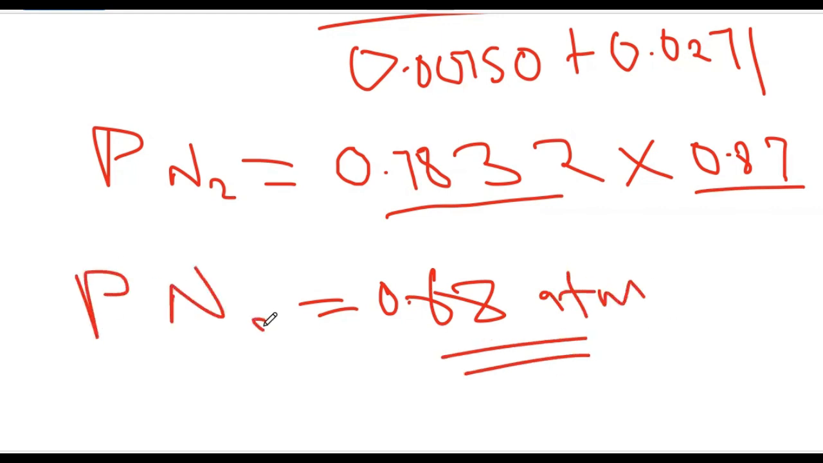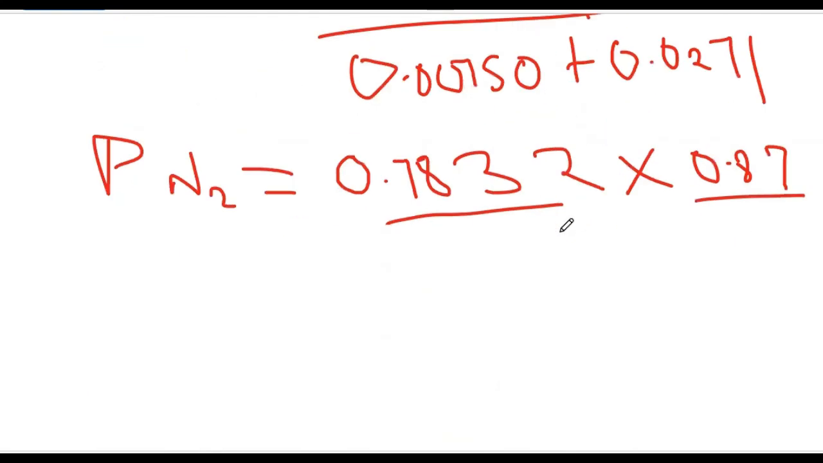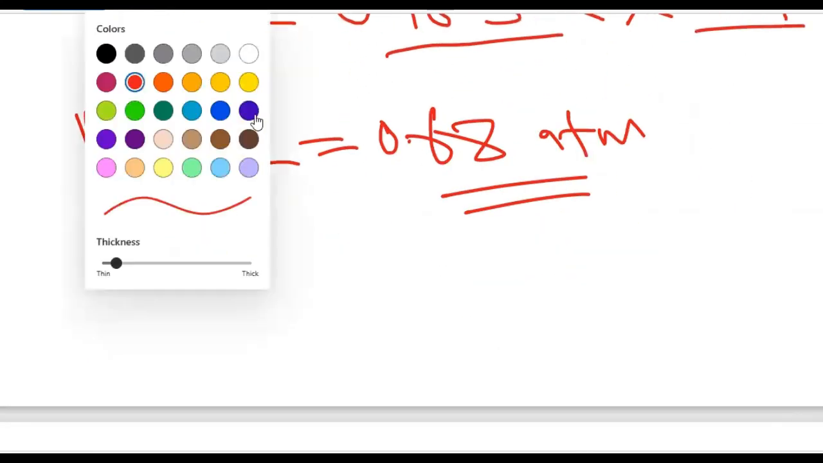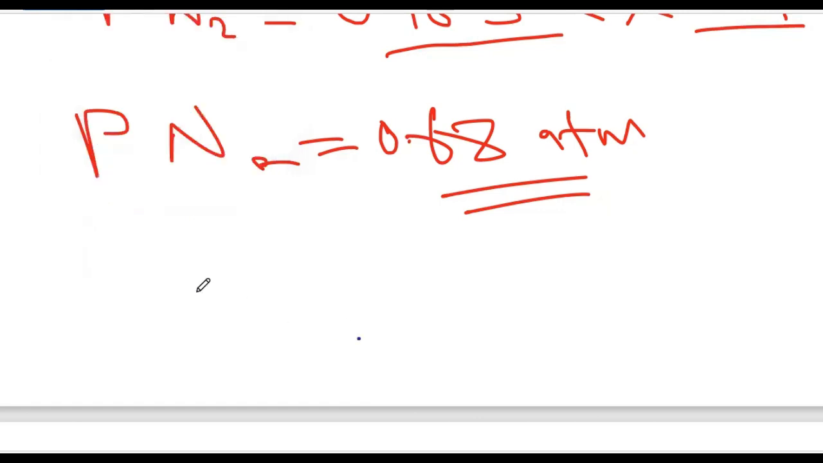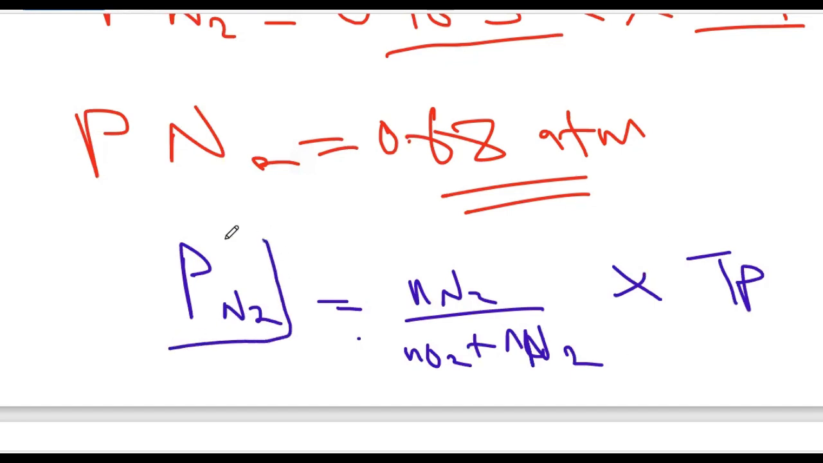I'm finding this as my partial pressure of this nitrogen gas. So this is the partial pressure of nitrogen gas. I should have written this formula in the correct way. I don't know why I didn't, but let me show it here for the sake of simplicity. The partial pressure of nitrogen is equal to the moles of nitrogen on top, divided by moles of oxygen plus moles of nitrogen again, then multiplied by the total pressure that we are given. So this is the formula for finding the partial pressure of nitrogen.